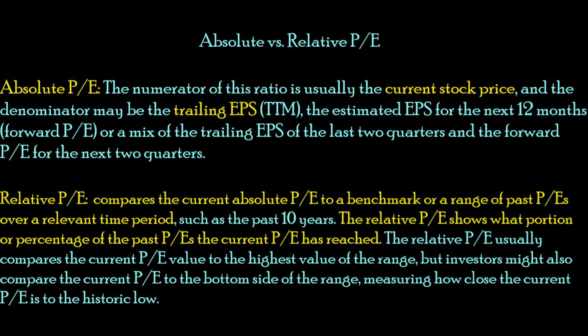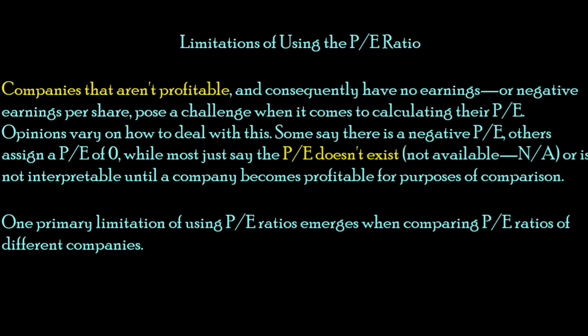The relative PE shows what portion or percentage of the past PEs the current has reached. The relative PE usually compares the current value to the highest of the range, but investors might also compare the current to the bottom of the range, measuring how close the current is to historic lows. The relative PE will have a value below 100% if the current PE is lower than the past value. If the relative PE measure is 100% or more, this tells investors that the current has reached or surpassed the past value. Limitations of using the PE ratio.